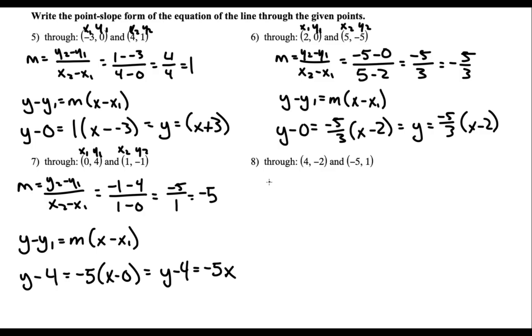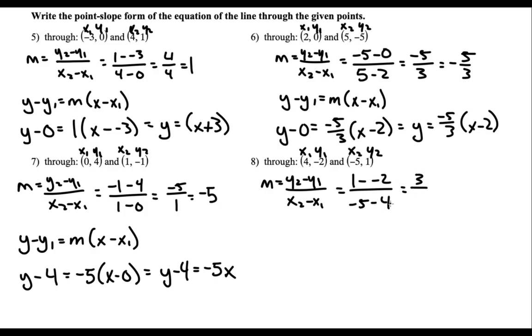Problem number 8. Once again, we need to find my slope, and the slope is y2 minus y1 over x2 minus x1. I'm going to call this x1, y1, x2, y2. So that's going to be y2 minus y1 over x2 minus x1. Put that all together, I've got 1 minus negative 2, that's 1 plus 2, so that's 3. And negative 5 minus 4 is negative 9, so this whole thing reduces down to negative 1/3.